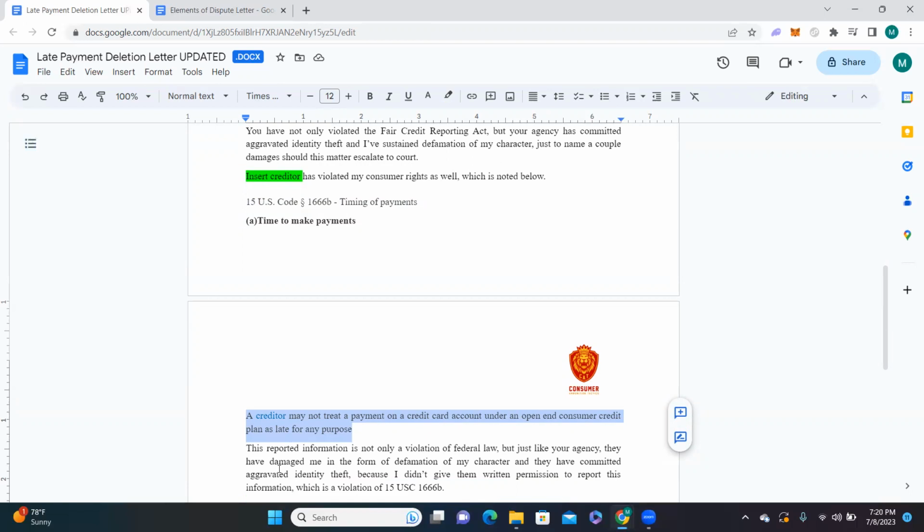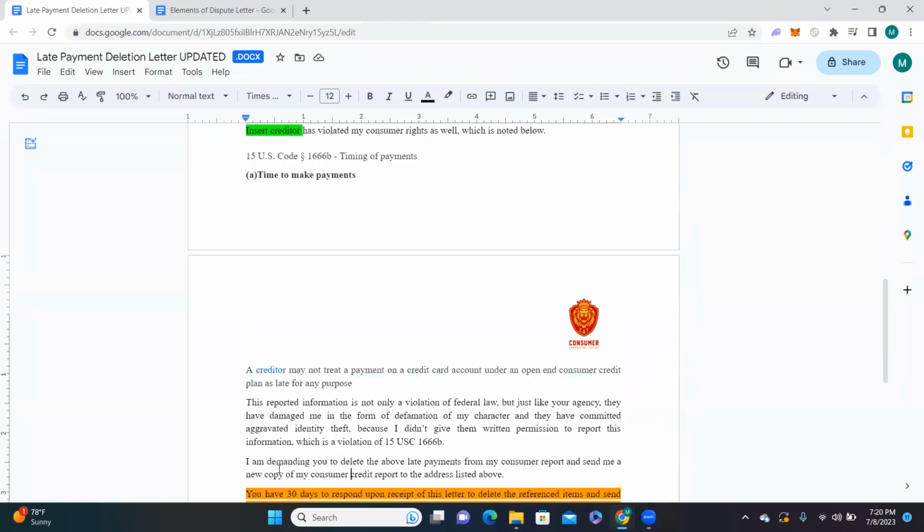So if they can't prove that, and you were to take it to court, it's going to look good in your favor, because if they don't have proof that they actually delivered the information to you, that you actually received it, it's going to look better for your claim against them. So basically, 1666B is good for correcting those late payments.